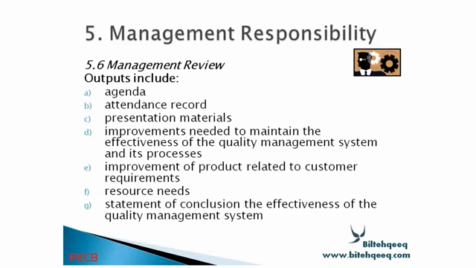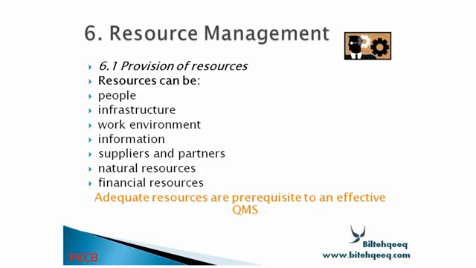Management review output includes agenda, attendance record, presentation material, improvement needed to maintain the effectiveness of the quality management system and its processes, improvement of the product related to customer requirements, resource needs, statement of conclusion on the effectiveness of the quality management system. So if you are familiar with ISO 9000, the meeting will be in the same manner which you are managing for the ISO 9000 quality management system.